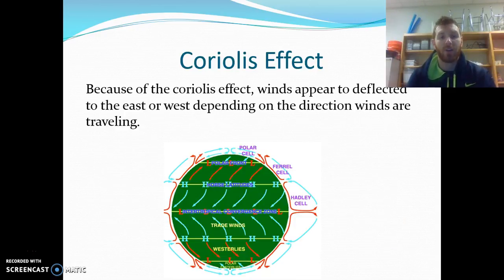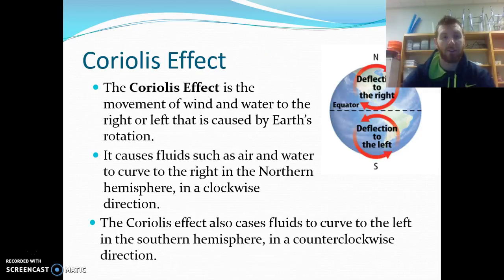The Coriolis effect is the clockwise and counterclockwise spinning in the northern and southern hemisphere, and winds will appear to deflect to the east or west depending on the direction that the wind is traveling. Coriolis effect is the movement of wind and water to the right or left and is caused by the rotation of the Earth, and is one of the examples that we know Earth is spinning. It causes fluids such as air and water to curve to the right in the northern hemisphere in a clockwise direction and counterclockwise in the southern hemisphere.